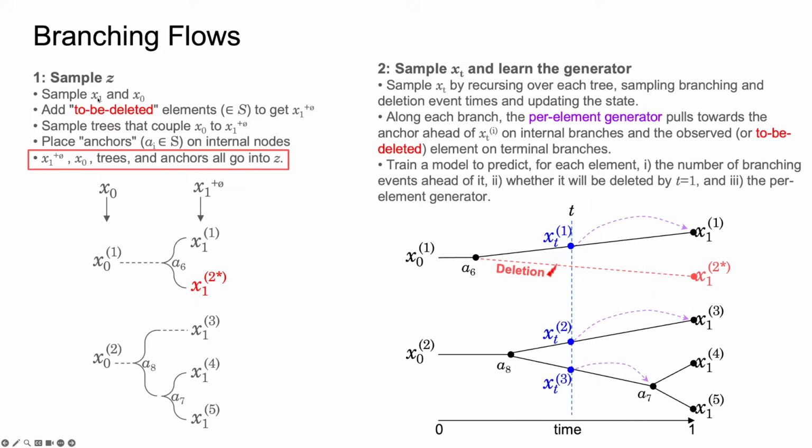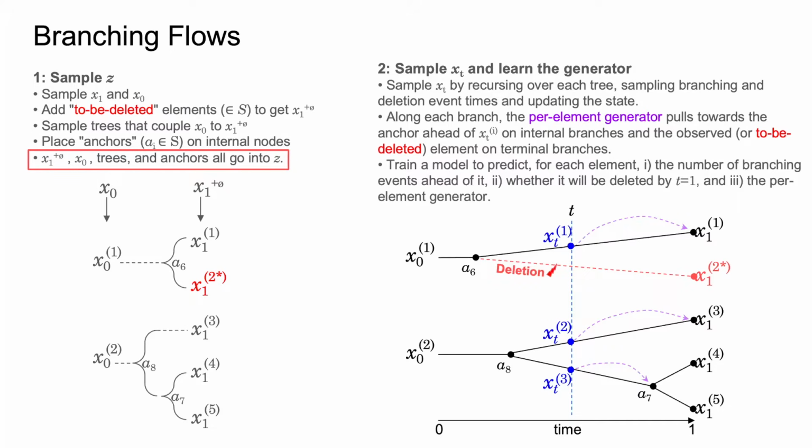Then we put everything, this x1, x0, the to-be-deleted elements which are sitting in this x1 plus, the tree itself and the anchors, all into Z. That's all in Z before our conditional process is even started. As I said, it's a much more complicated construction than the standard thing you do here. So now we can talk about the conditional process.